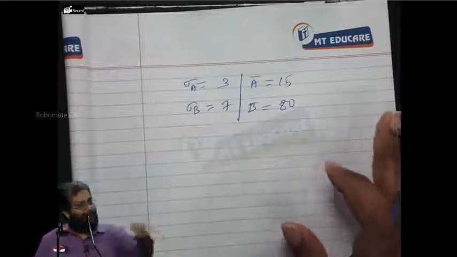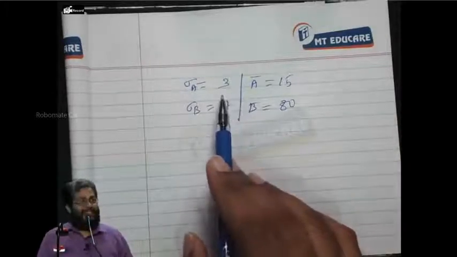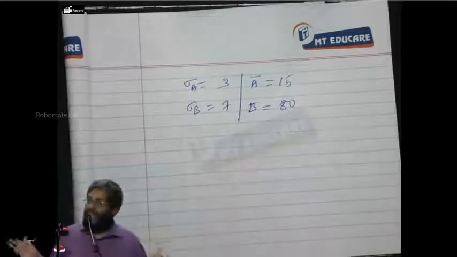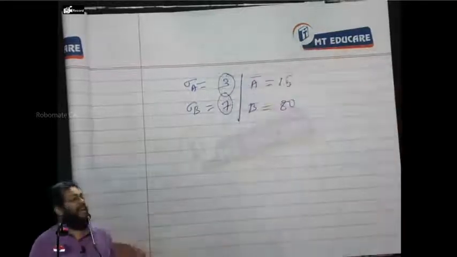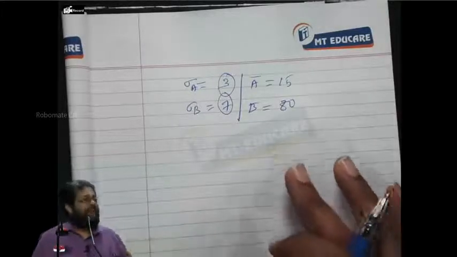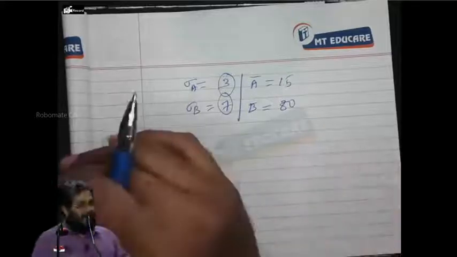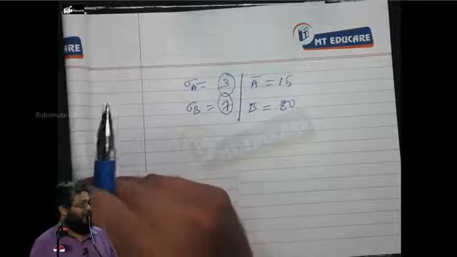Now tell me, whose exam is risky here? 3 is a deviation around a mean of 15. Yes or no? But 7 is around a mean of what? 80. Now that means independently the standard deviation may not communicate great things, because when I say standard deviation, around what mean, the question arises. Standard deviation is a deviation. The more it deviates, the more risky. The less it deviates, the less risky.